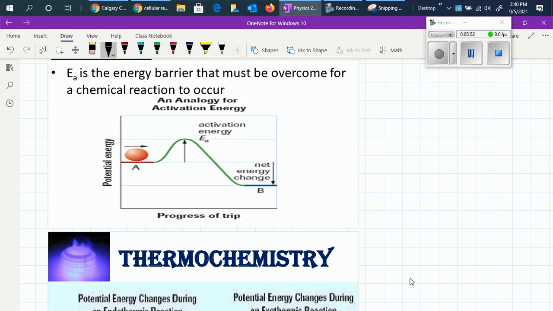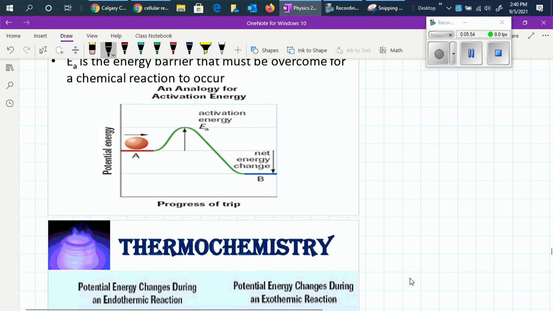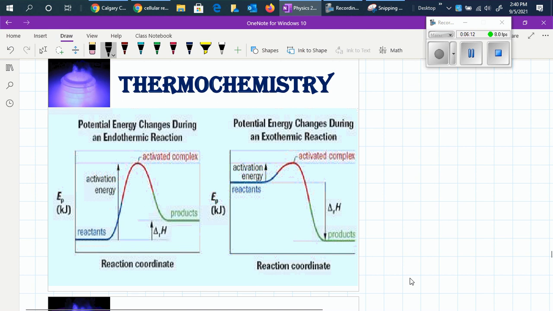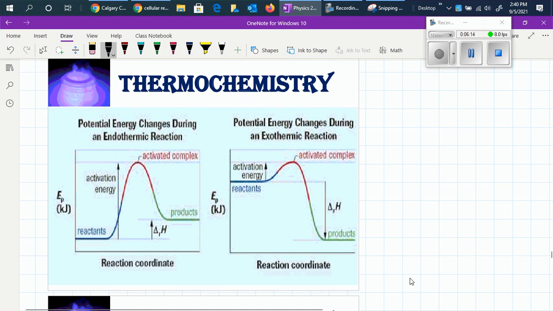The top is the activation energy, and this is the net change. So this is where it starts. This is the activation energy, and this is the net change. Final, initial, final, initial. Okay, so this is what is happening in an endothermic reaction. This is what we have in an endothermic reaction, and this is what we have in an exothermic reaction.